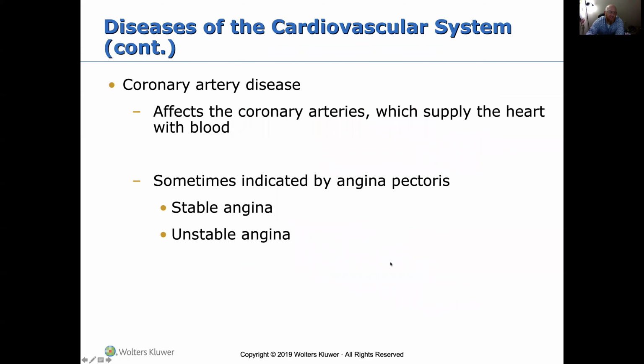Coronary artery disease, a lot of times it's referred to as CAD, affects coronary arteries, which supply the heart with blood. So that is a very important group of arteries. Sometimes it's indicated by angina pectoris, stable or unstable. That is, again, just remember, angina is chest pain.